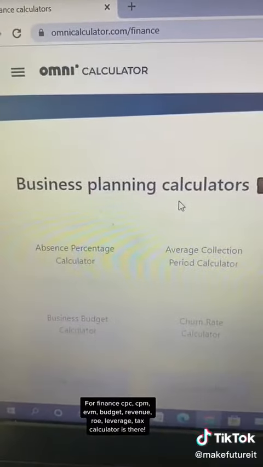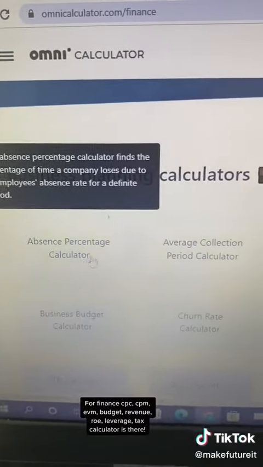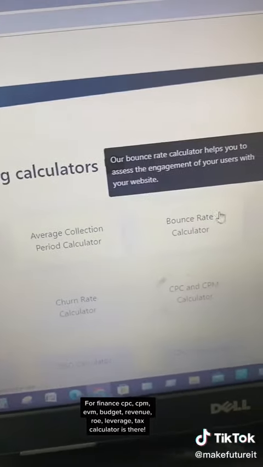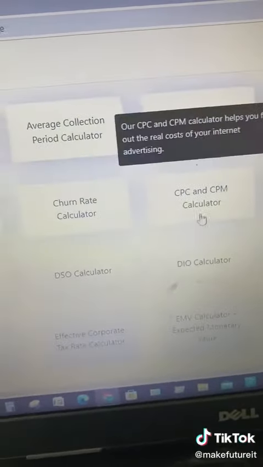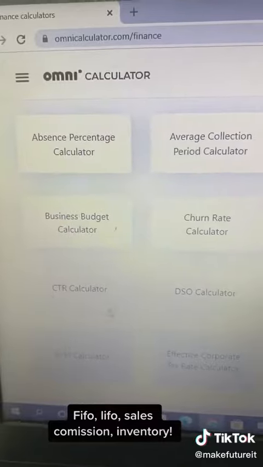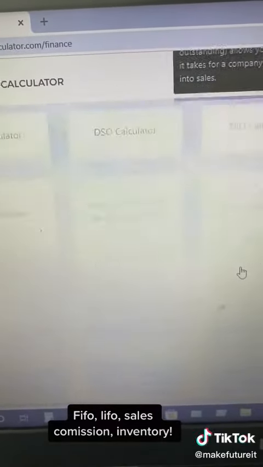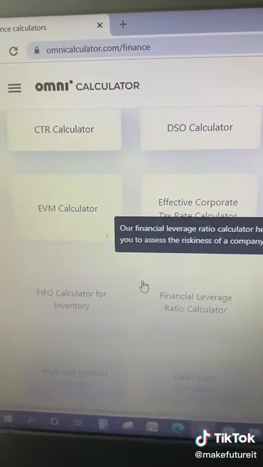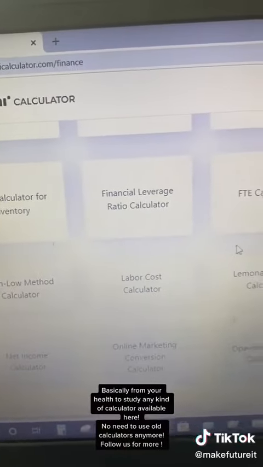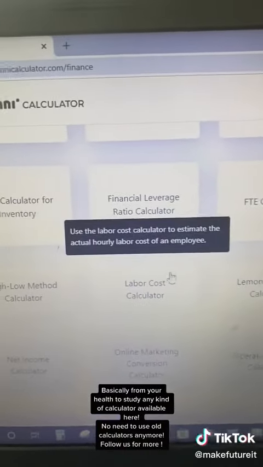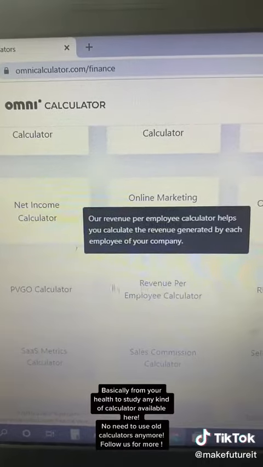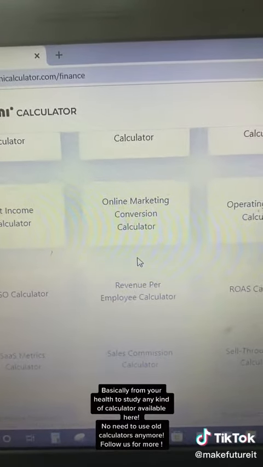For finance, CPC, CPM, EVM, budget, revenue, ROI, leverage, tax calculator is there. FIFO, LIFO, sales commission, inventory. Basically, from your house to study, any kind of calculator is available here. No need to use old calculators anymore.